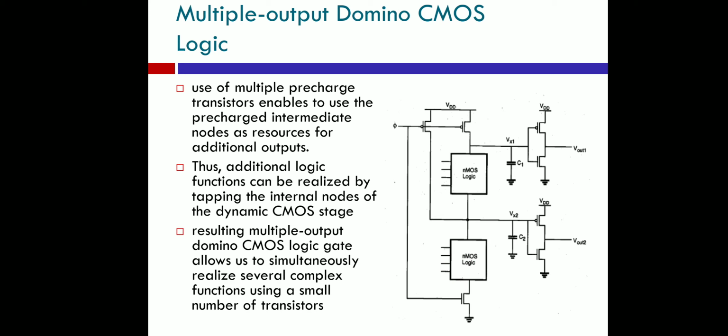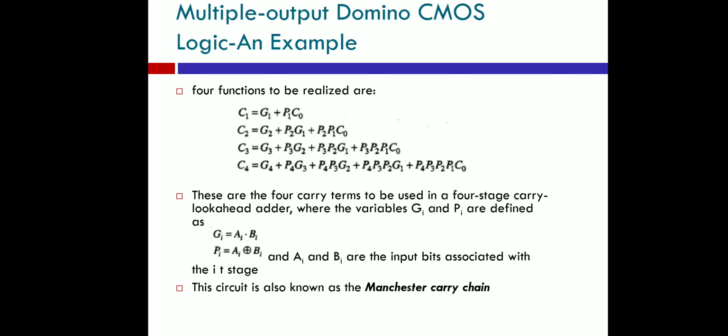So the use of multiple pre-charge transistors enables us to use the pre-charged intermediate nodes as resources for additional outputs. So these additional logic functions can be realized by tapping the internal nodes of the dynamic CMOS stage. The resulting multiple output domino CMOS logic gate allows us to simultaneously realize several complex functions using a small number of transistors. So when you have to implement a very large function, you can use multiple output domino CMOS logic. We'll see one example.